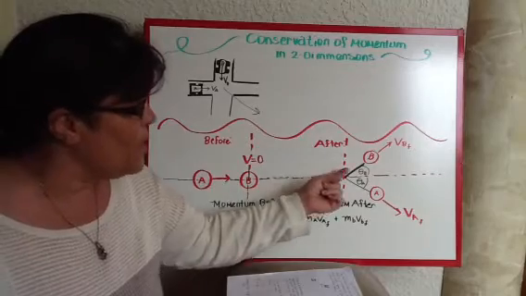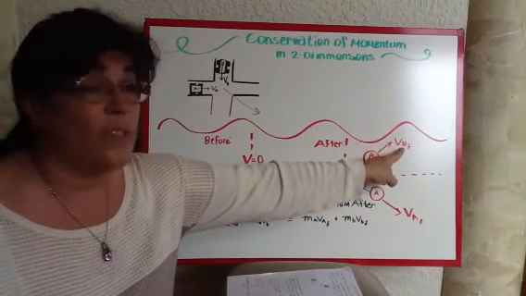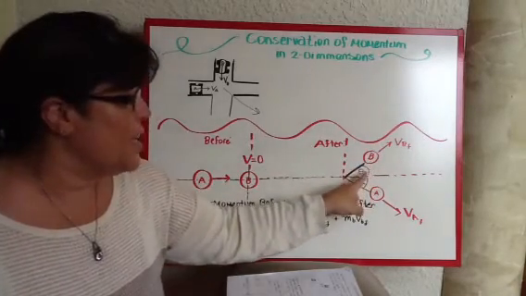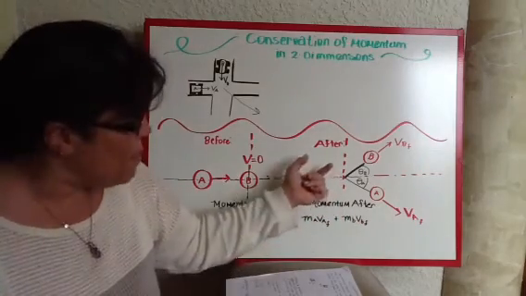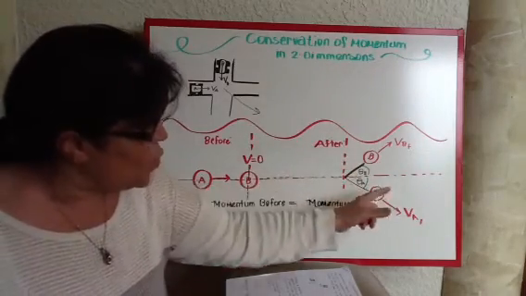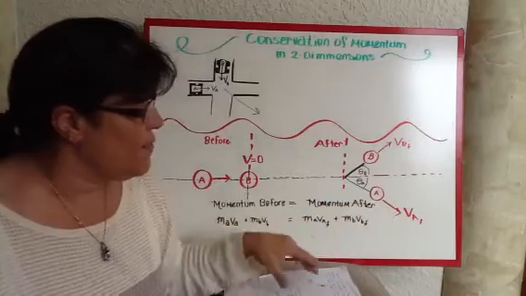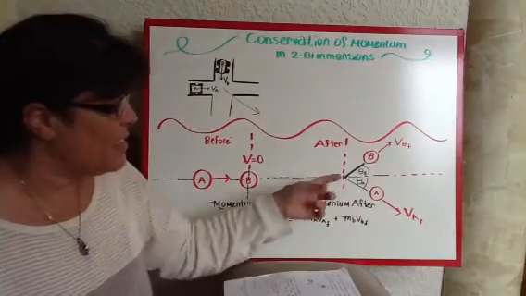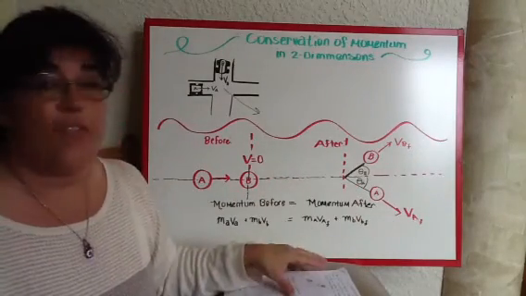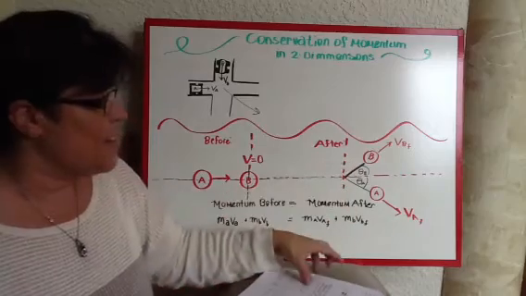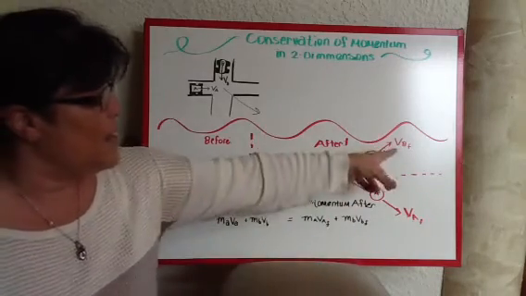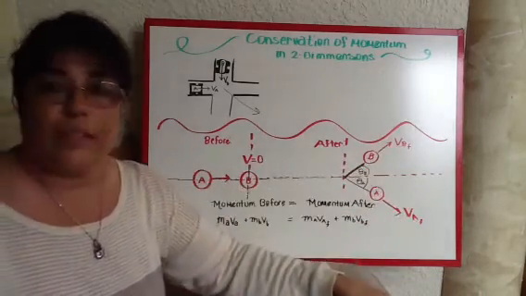So ball B is going to head off here with a final velocity B, but it's going to be at an angle of theta B. Ball A is going to head this way with a final velocity of VA final, and it's going to be at an angle of theta A. Now these thetas are not necessarily the same, and neither are the final velocities.